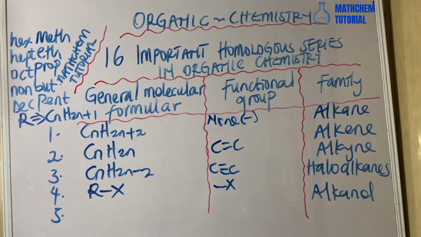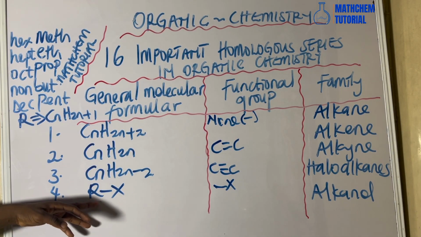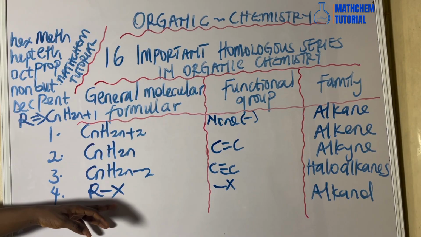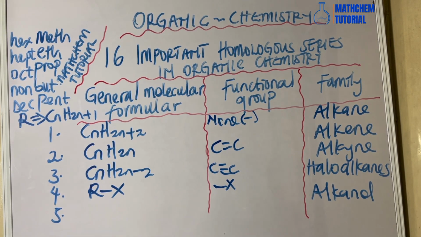What about fluorine? If you add fluorine to this guy, it's going to be pentyl fluoride. This is going to be C5H11F. So that is pentyl fluoride. So this is the functional group bond X.